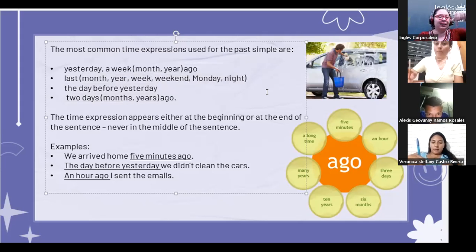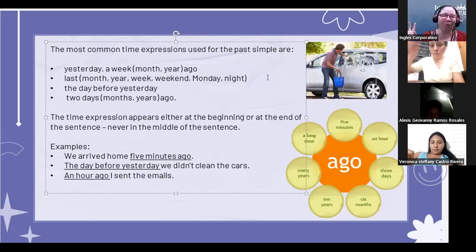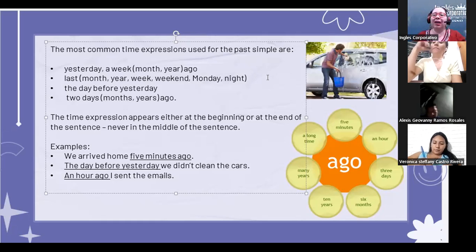Tonight se dice hoy en la noche, ¿ok? Tonight, last night. Tonight, last night. ¿Ok? Y si quiero decir en futuro, ya sería tomorrow night, ¿ok? Pero ahorita estamos en last night, ¿ok? Que sería anoche, ¿ok? Anoche.